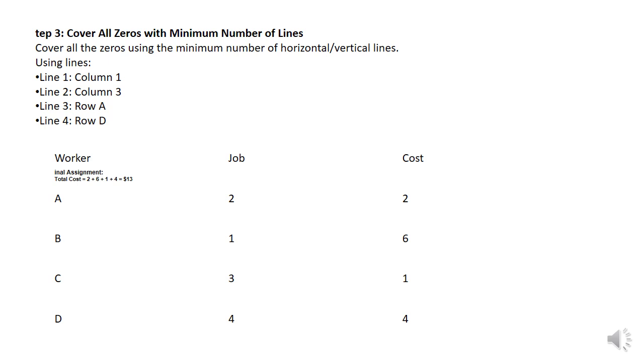Now the third step is to cover all zeros with the minimum number of lines. Cover all the zeros using the minimum number of horizontal and vertical lines, means we have to count the zeros which we have cut, in horizontal and vertical lines both. Then we have to add the related data which has come after the subtracting. Then we will get the total cost required for the work done.